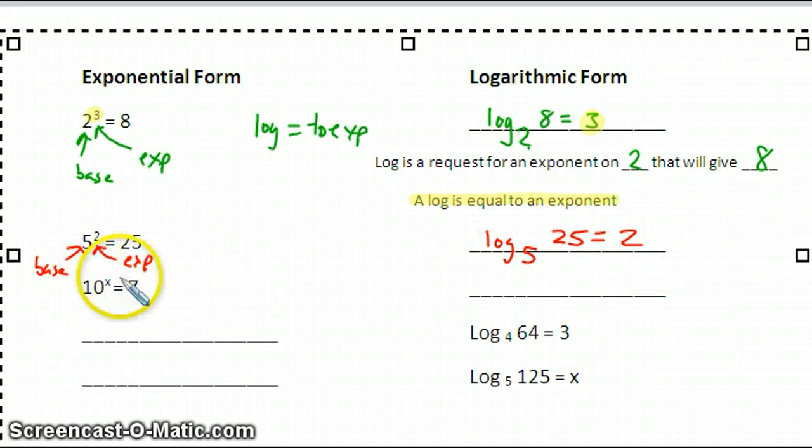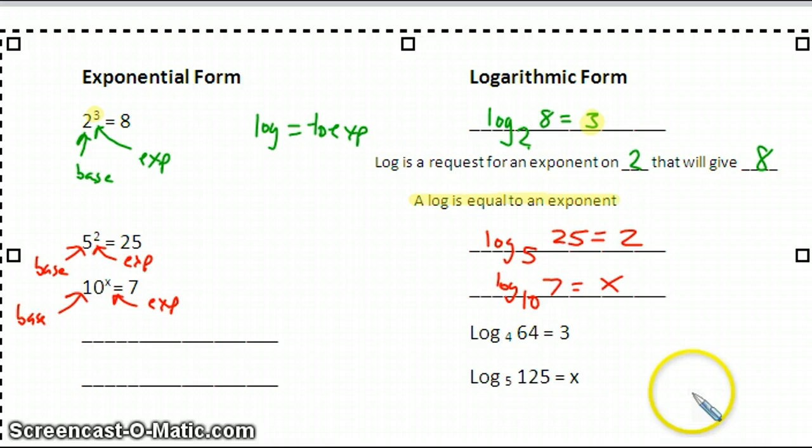Okay, well what if we have a variable in the problem now? Still, we can write this the same way. 10 is my base, x is my exponent, so log base 10 of 7 equals my exponent of x. So we've taken 3 examples in exponential form and we wrote them in log form. Let's work backwards now. We're given log form. Let's write it in exponential form.